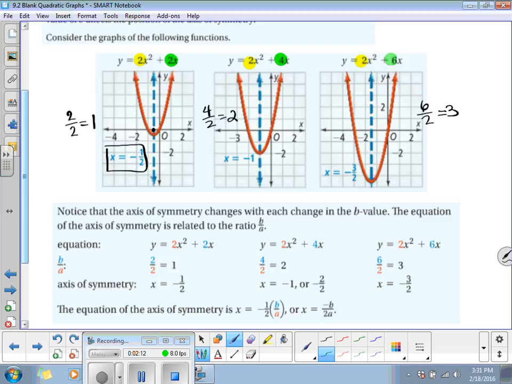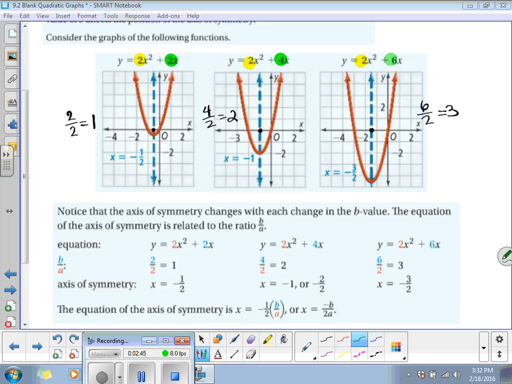Everybody see that? The second one, the axis of symmetry, is at x is equal to negative 1. And the third picture here, the axis of symmetry is at negative 1.5 or negative 3/2. So for each of one of those, the axis of symmetry is x is equal to negative 1/2, x is equal to negative 1, x is equal to negative 3/2.